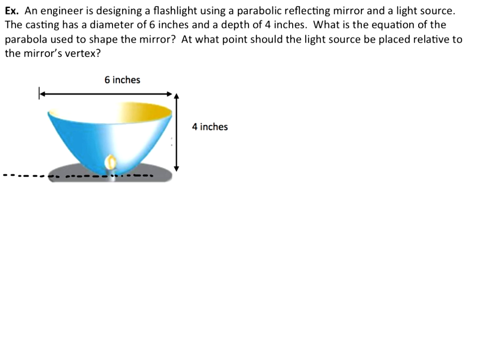So the first thing we want to do is put this on a grid. And it would be preferable to have your vertex at the origin because that's a heck of a lot easier to work with. So I'm just going to draw an X and a Y axis so that the vertex of my parabola is centered at the origin.